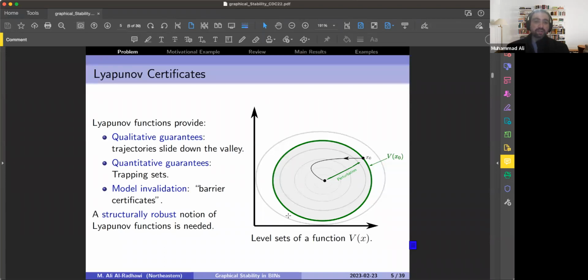So what are the tools that we're going to use? Of course, most of you are familiar with the concept of Lyapunov functions. What we are trying to do is find a function which is non-negative on the state space, vanishes at the equilibrium, and is decreasing, or at least non-increasing, on the trajectories. And since we don't know the kinetics, we want some structurally robust notion of Lyapunov functions. So that's what we're looking for.